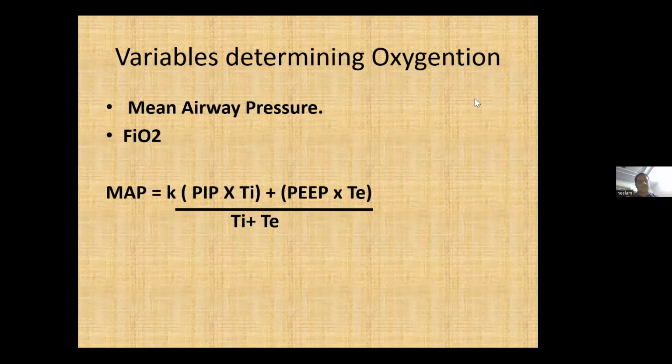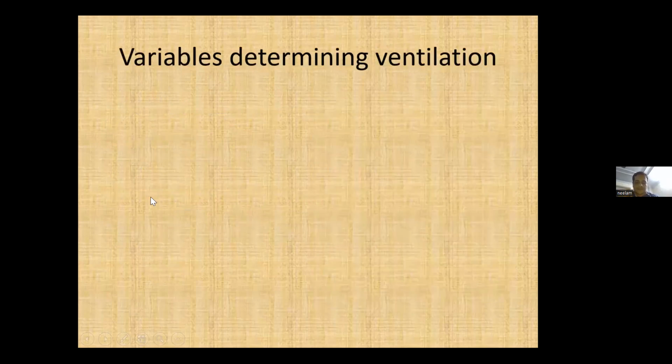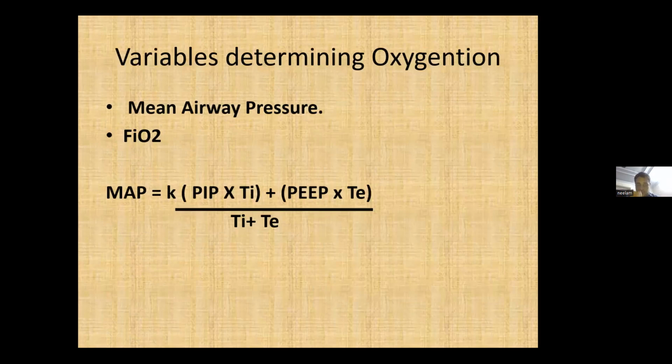Okay, so if I want to improve the oxygenation, I have to deal primarily with two factors. That is, one, I can increase the mean airway pressure. Second is I can increase the FiO2. To increase the mean airway pressure, this is the formula, that is peak inspiratory pressure into the inspiratory time, and peak expiratory pressure into the expiratory time upon sum of Ti and Te.